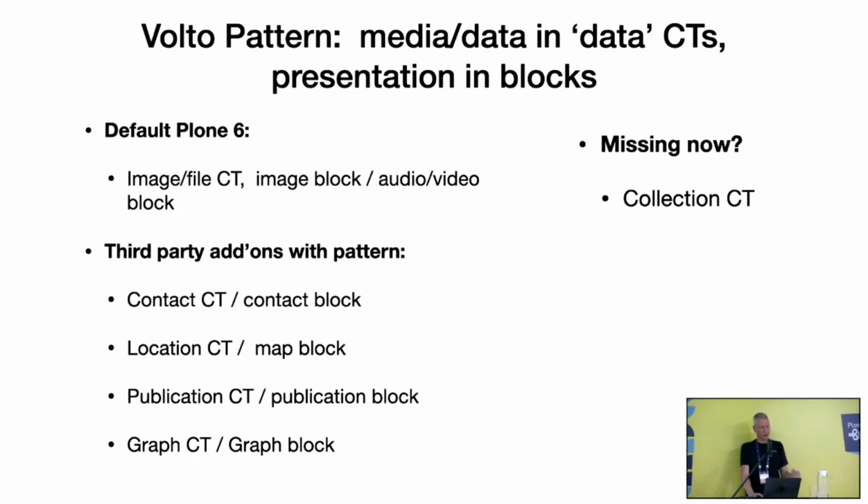And third-party add-ons also do this. We have, like, seen in project the content type, content block, location content type, map block, publication content type in this site, publication block. We have a graph content type and a graph block. But if you think about this, then we are missing something now in the default setup. Where did our collection content type go? And I forgot one. There's another one that's also missing. If you look, hey, this is kind of the pattern that works in most cases most efficiently. And you make the matrix, we are missing a few now.